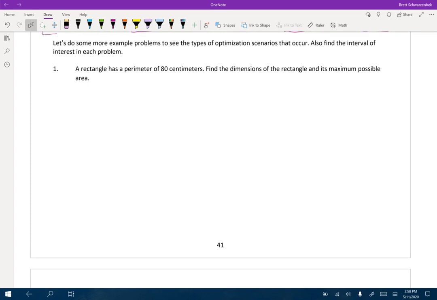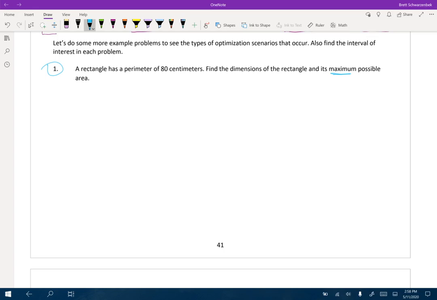All right, so let's get optimizing now that you have a basic example out of the way. It says a rectangle has a perimeter of 80 centimeters. Find the dimensions of the rectangle and its maximum possible area. So whenever you see maximum or minimum possible, then you're dealing with an optimization problem. It's not usually going to use the word optimization, so you have to be on the lookout for those terms in a word problem. So what does this look like?